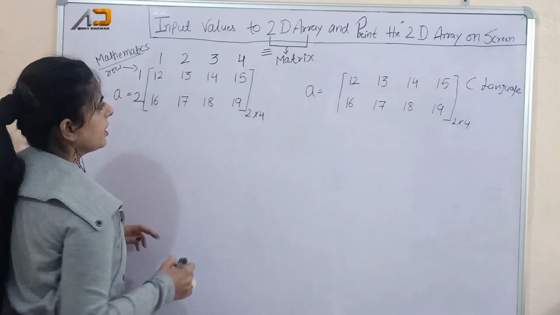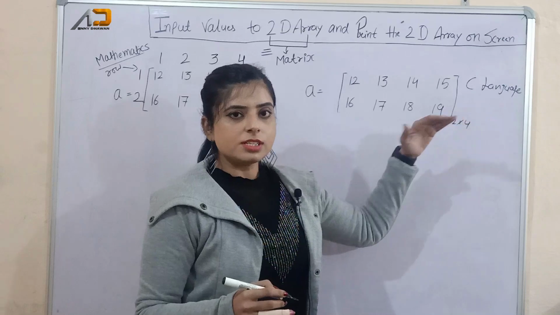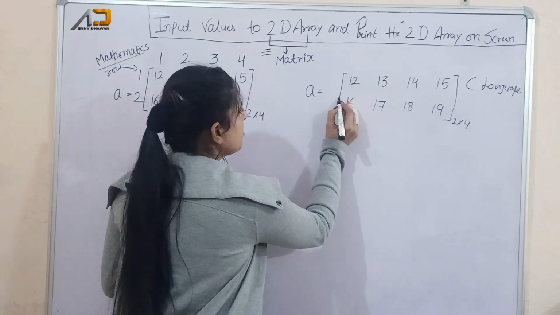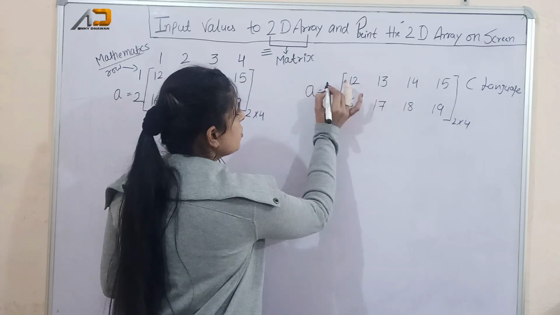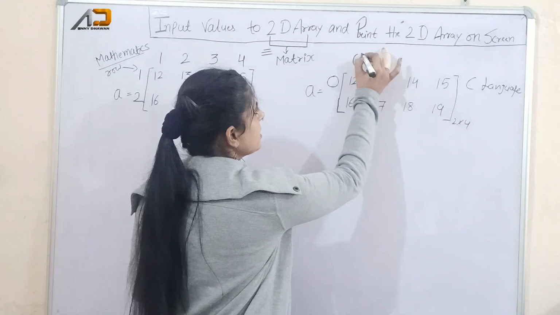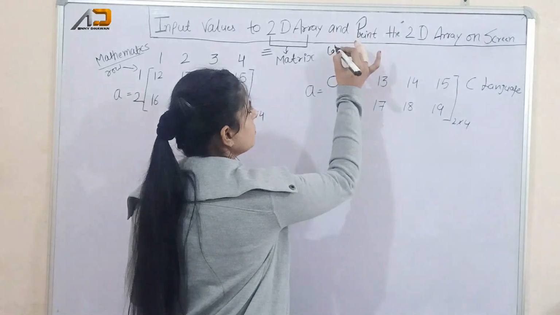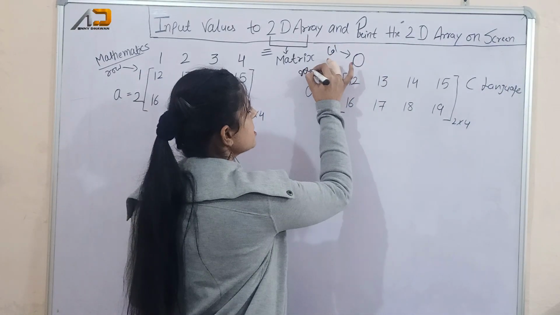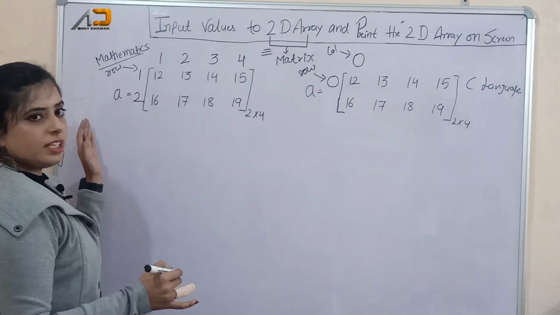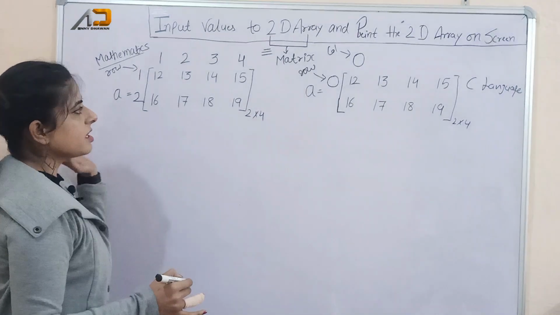That is 4 here. But in C language, the index always starts from 0. So what will be the first row index? That is 0. What will be the first column index? That is 0. This is the column index and this is the row index. The rest of the process remains the same as we learned in the mathematics matrix.